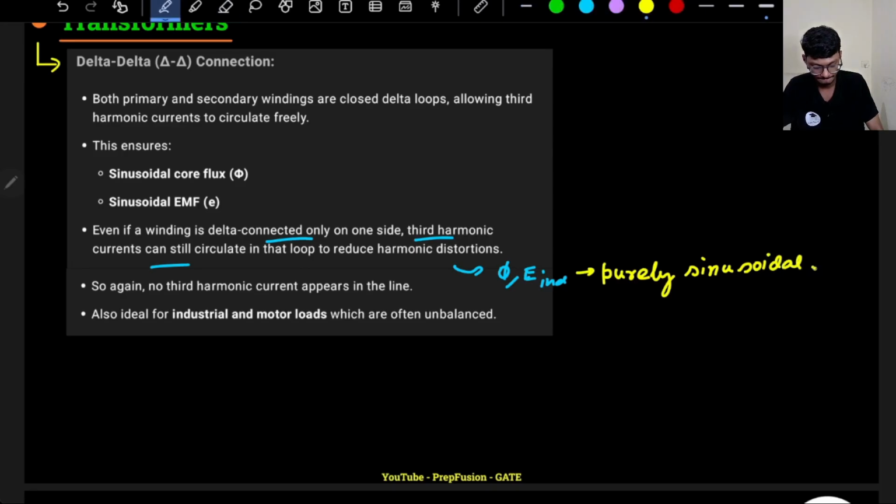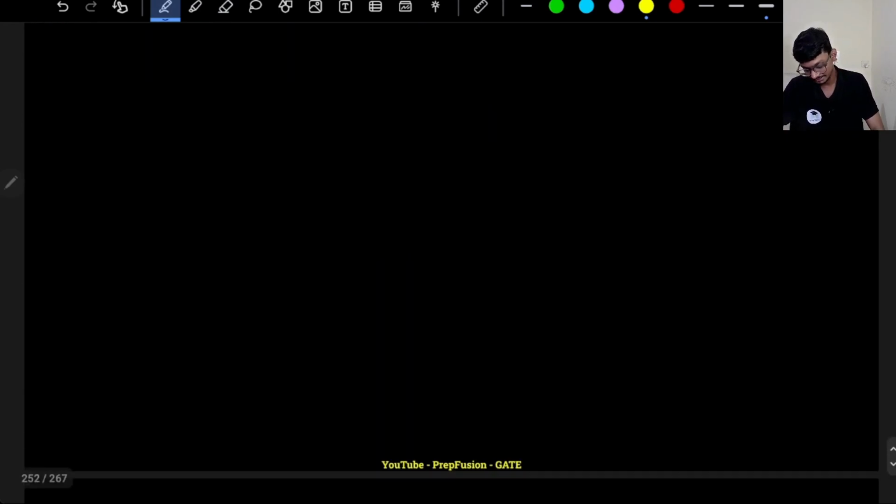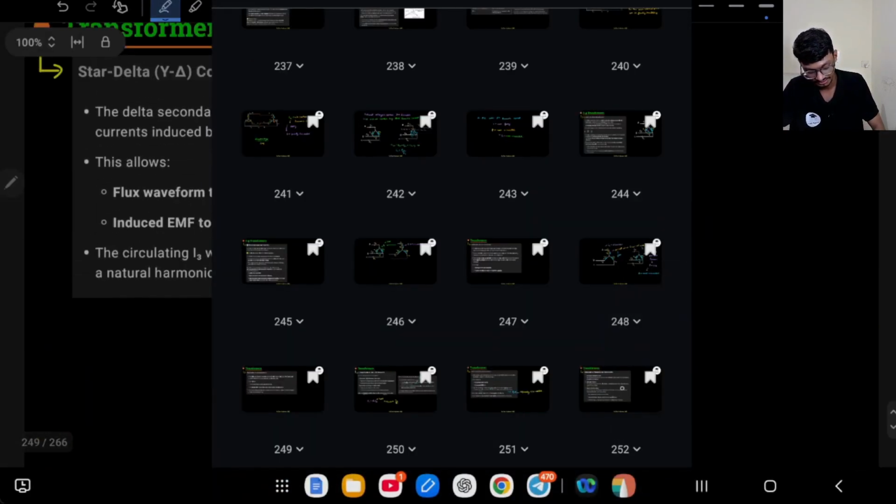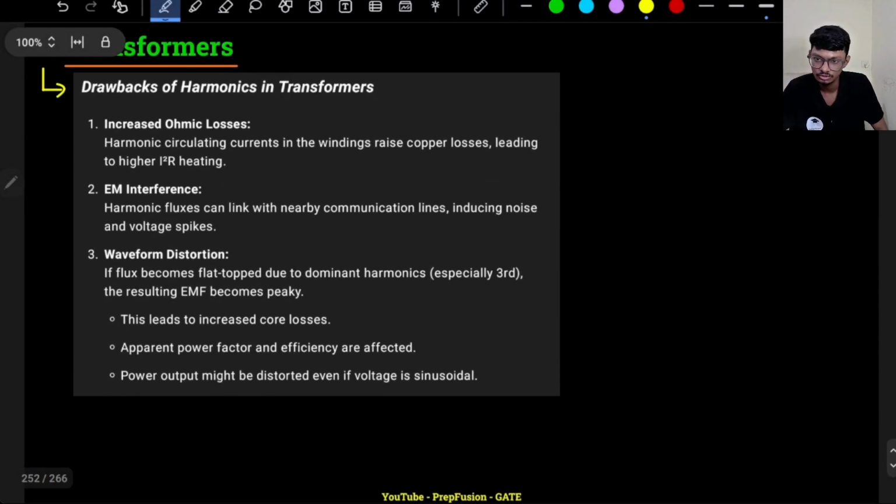Purely sinusoidal. Okay, got it. So why do we want these harmonics to be removed? What are the disadvantages? There are multiple of those, so I will discuss a few.